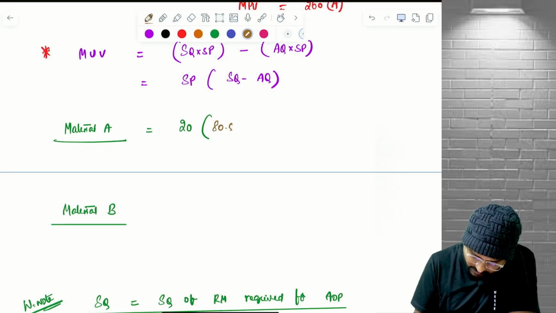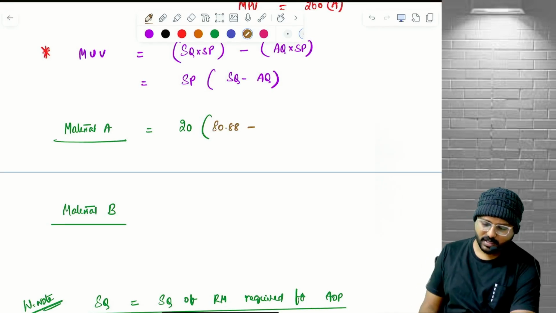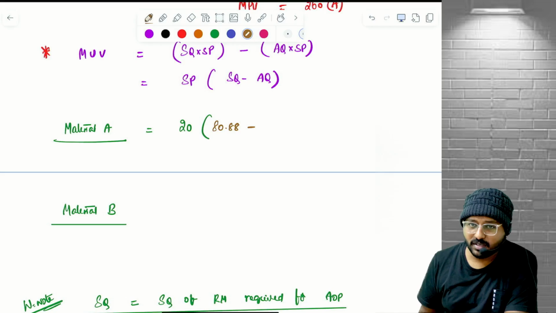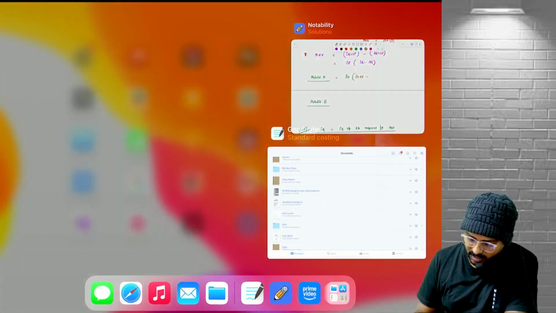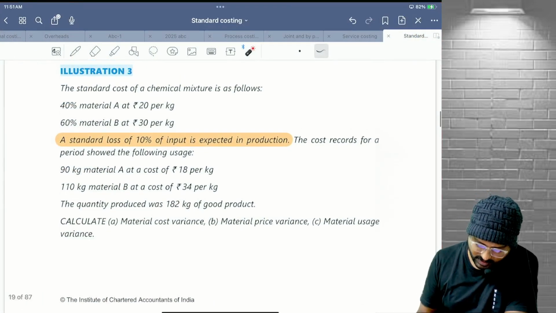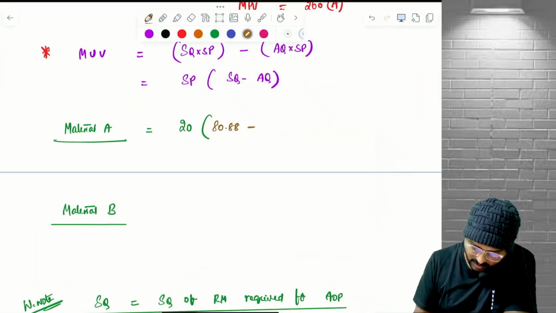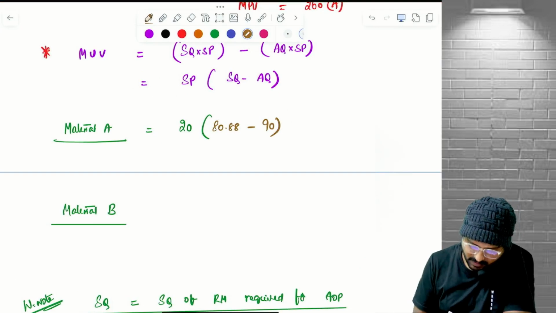Correct? Minus actual quantity, how much? Actual quantity. When I ask you, you answer. Right? Everybody. I'm not asking you to keep mum in the class. How much is the actual quantity of A? 90 kg. Got the information here. Correct? Right. 90. That's it.